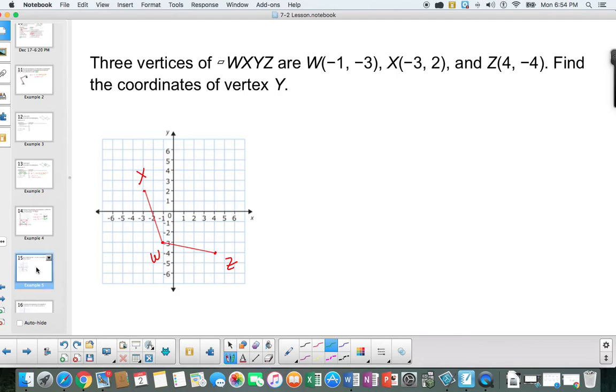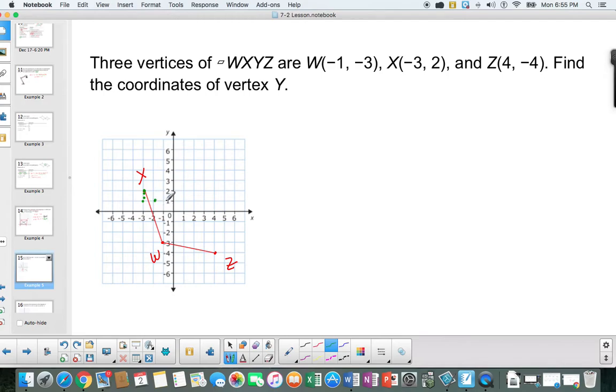Okay, let's look at this problem. We have 3 points and we're being asked to find the fourth point. So we want to do W, X, and somewhere Y is over here, and then Z. So this is what we want, W, X, Y, and then Z. Well, I know that the opposite sides are parallel. So I know that for this side right here, I go down 1 and over 1, 2, 3, 4, 5. So from right here, I'm going to want to go down 1 and then go over 5.